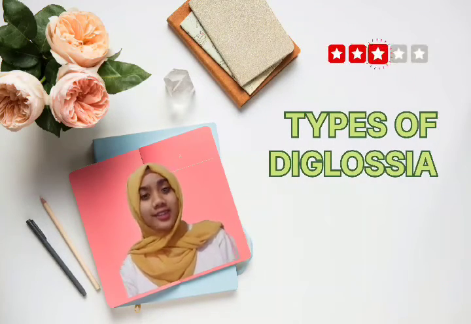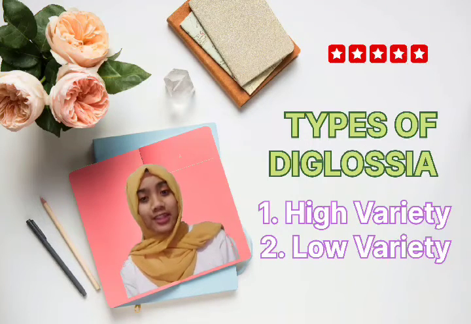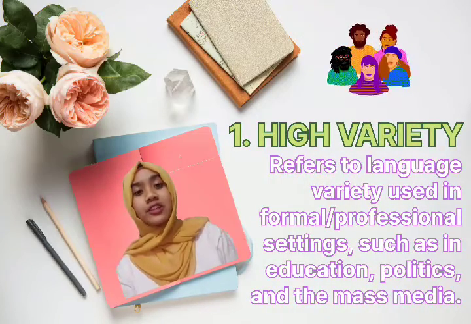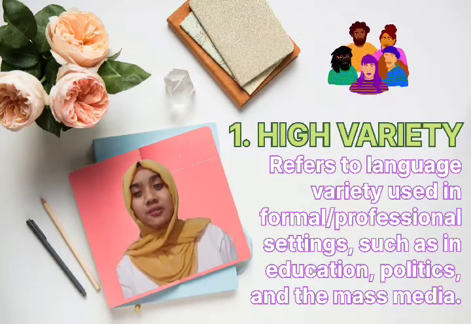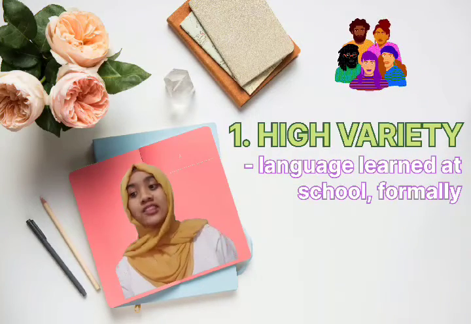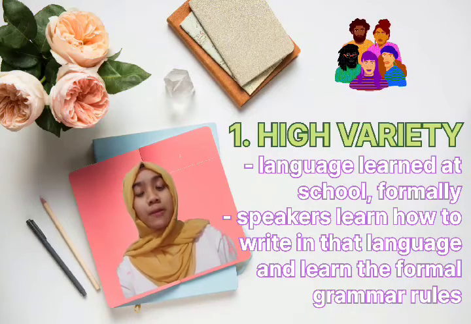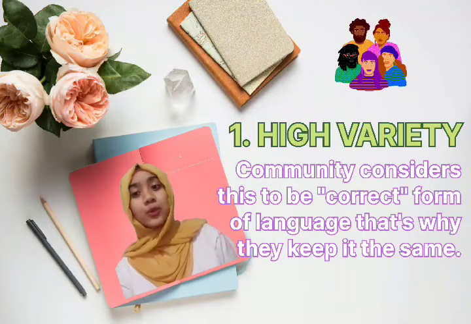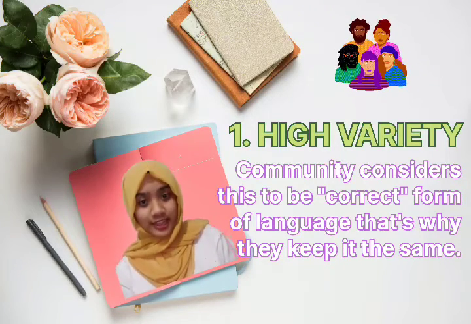The languages or dialects that are used in diglossic communities are used for different purposes and can be labeled in two ways, namely, the high variety and the low variety. High variety refers to the language variety used in formal or professional settings such as in education, politics, and the mass media. It is the language that is learned at school formally. Its speakers learn how to write in that language and they learn the formal grammar rules of that language. In many cases, the community considers the high variety to be the pure or correct form of language, and they want to keep it the same and not let it change.